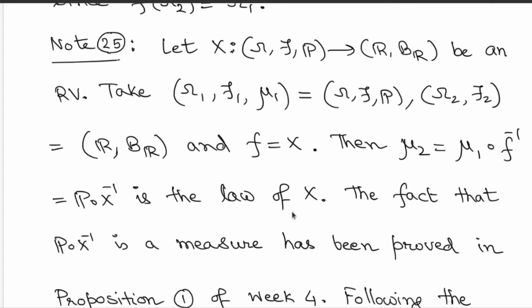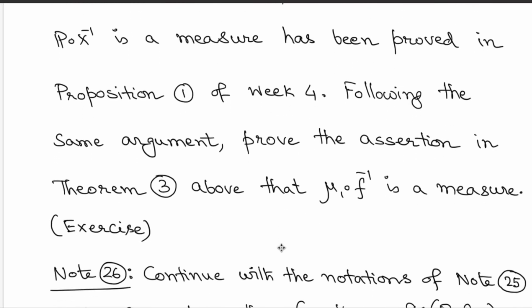So we have extensively discussed the measure theoretic properties of this P∘X⁻¹, and the fact that P∘X⁻¹ is a measure has also been discussed earlier. So following a similar argument, you can now try to prove that this μ1∘f⁻¹, which is a more general structure as stated in Theorem 3 above, follows the same proof, the same argument that will allow you to show that μ2 will become a measure.